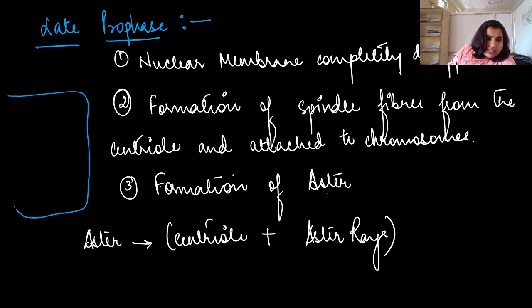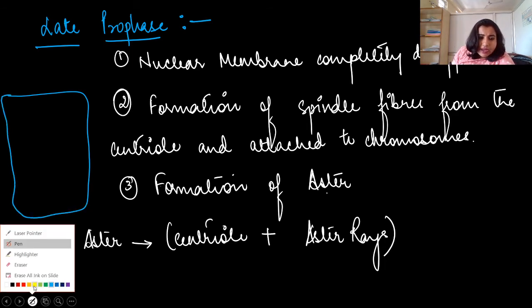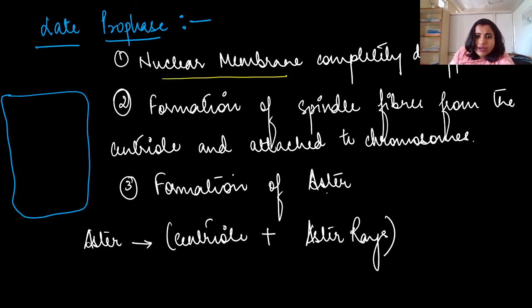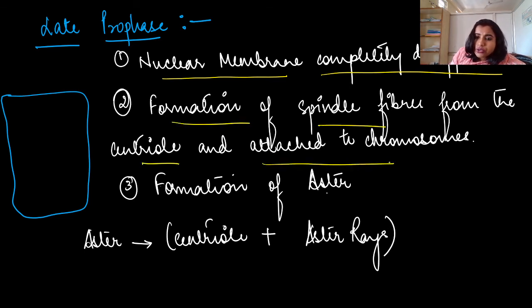In case of, this is a cell. In case of late prophase, what happened? The nuclear membrane gets completely disappeared. So in this cell, there will be no nuclear membrane because it gets completely disappeared. So now formation of spindle fibers from the centriole and attached to the chromosome.